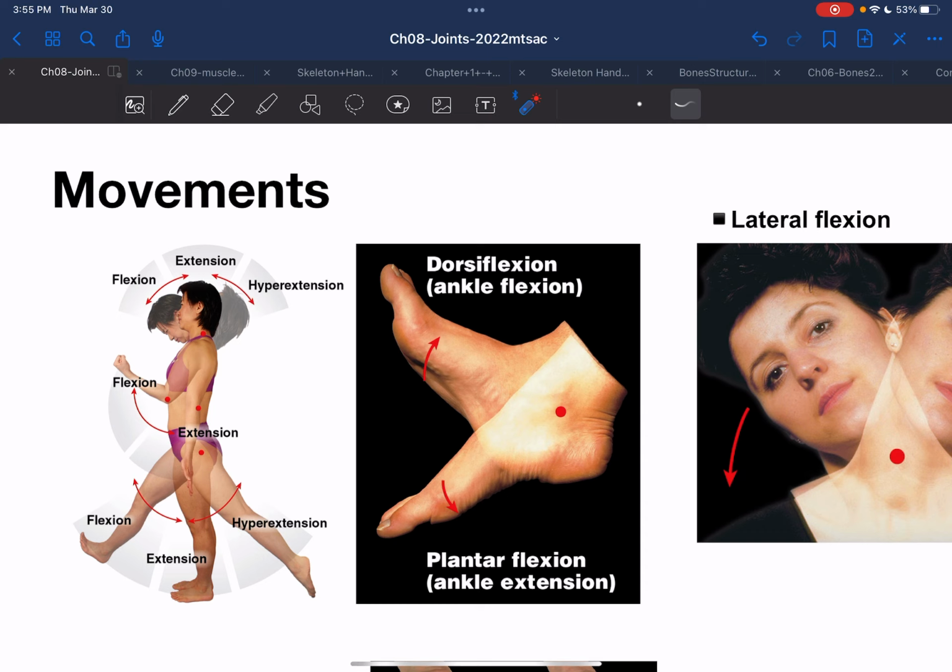And then you can also do it with your neck. What does flexion of your neck look like? Yes, flexion of your neck is like this. What about extension? Back up. And what about hyperextension? Straight up. Awesome.